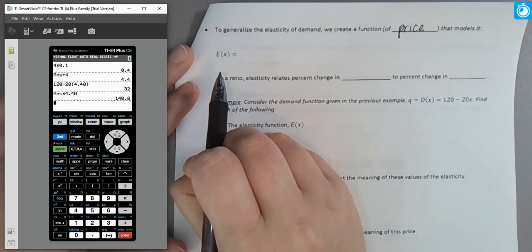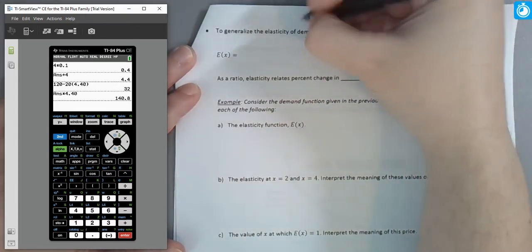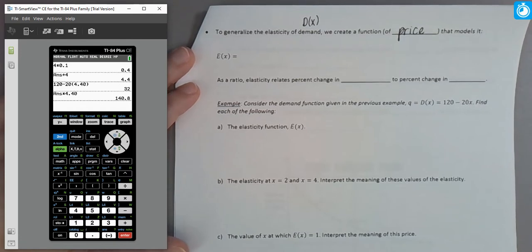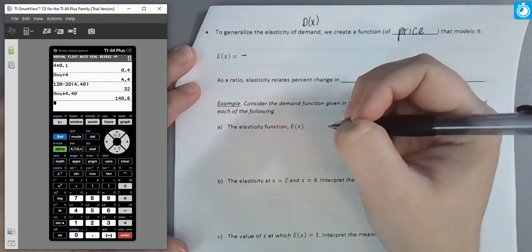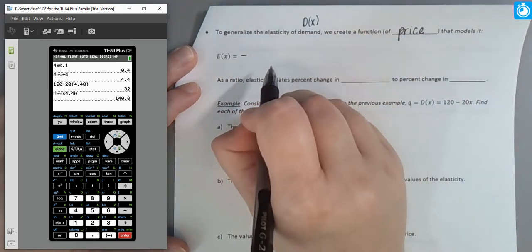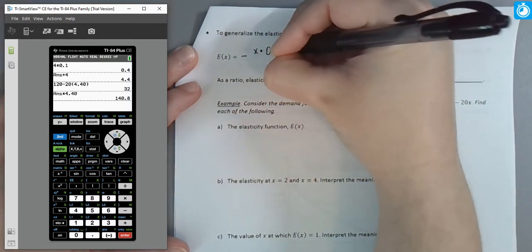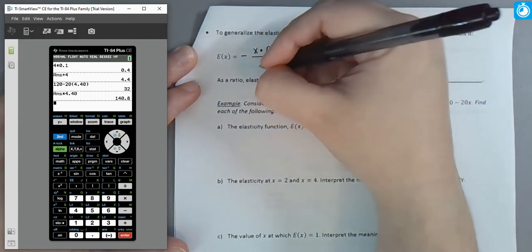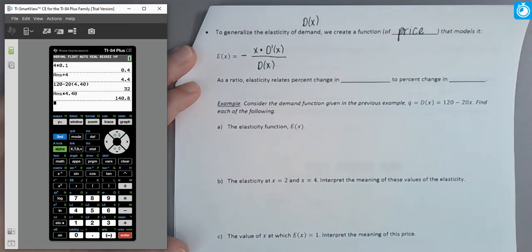So elasticity is labeled with a capital E, and it's going to involve the derivative of our demand function. So we're going to assume our demand function is d of x. We need to take its derivative, and then elasticity is defined as the following ratio. So there's a negative out front, and then we have a numerator and a denominator. The numerator is going to be x times the derivative of demand, and then that is divided by just the original demand function.